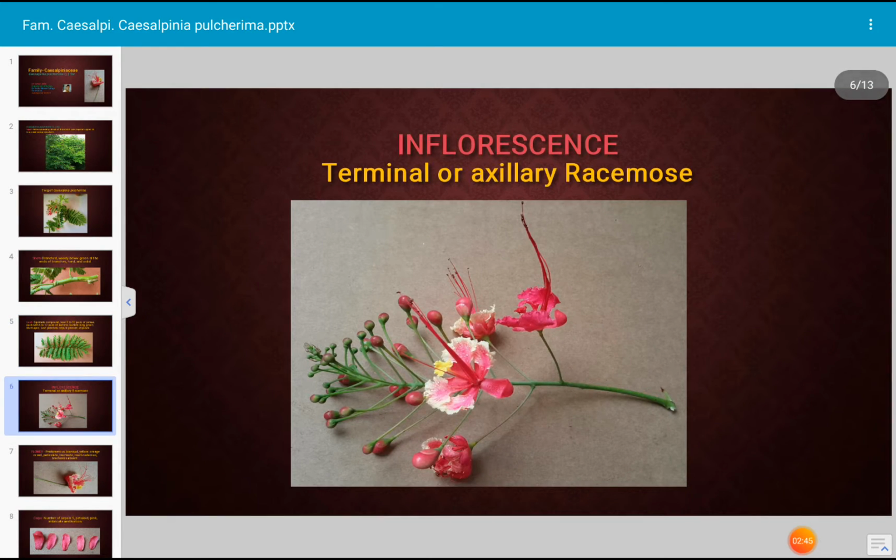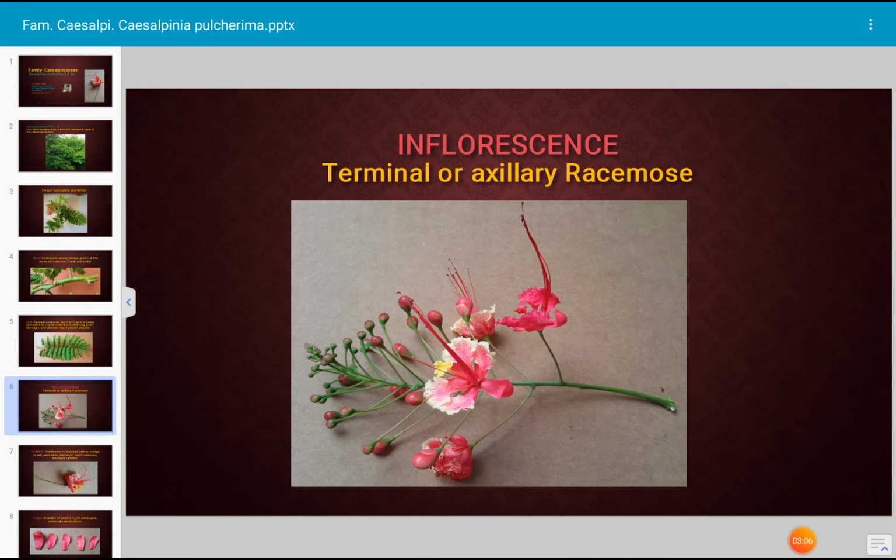This is the inflorescence in Caesalpinia pulcherrima. How is the inflorescence of Caesalpinia pulcherrima, family Caesalpiniaceae? It is terminal racemose or axillary racemose. What is racemose type of inflorescence?